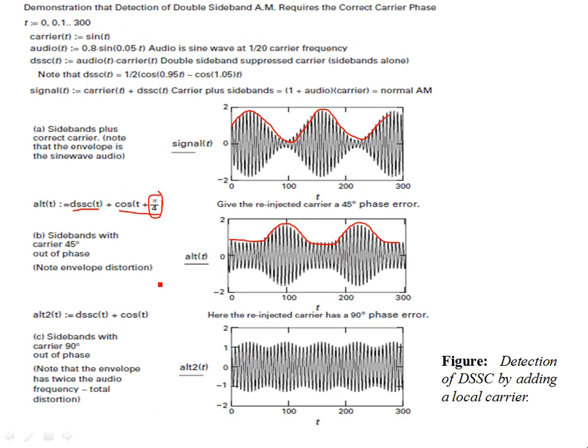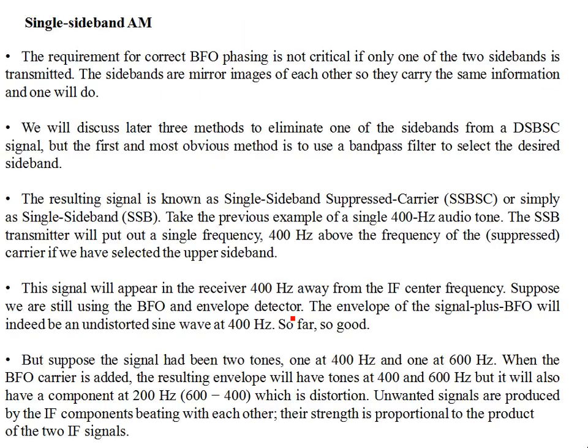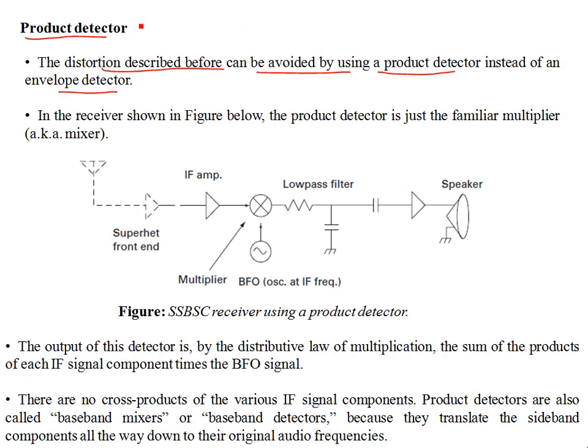And even if the phase of this carrier is different by 90 degrees, then the frequency that you recover is twice the frequency of the audio tone that was originally sent. So the frequency is twice, as we have mentioned before. We don't have these problems if you want to demodulate a single sideband AM using carrier insertion. We don't have these problems in the product detector.